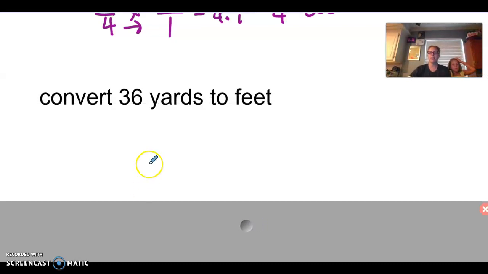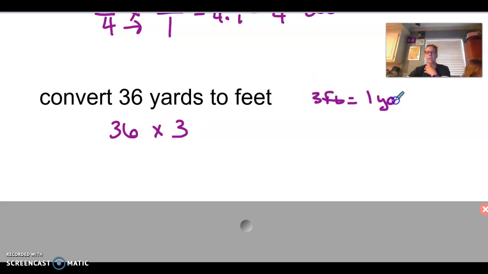36 yards to feet. So if we have 36 yards, that's this. We have 36 of these. How many feet? There's 3 in each one, remember. So we're going to take 36, since we're going from larger to smaller, 36 times 3, because there's 3 feet equals 1 yard. That's on our chart.